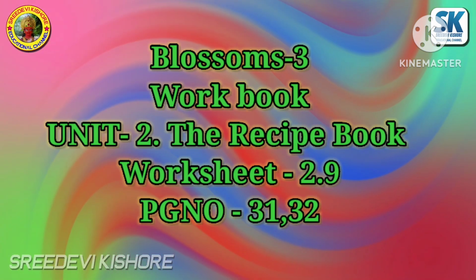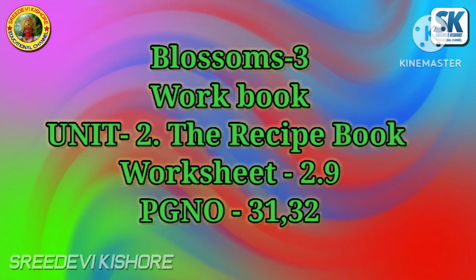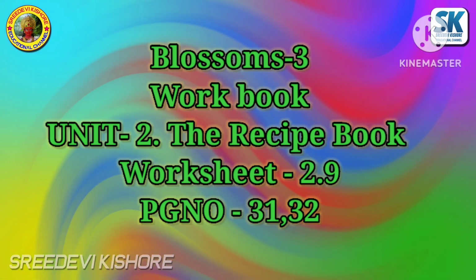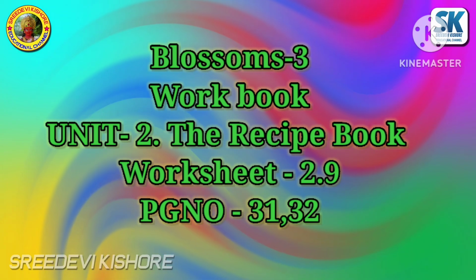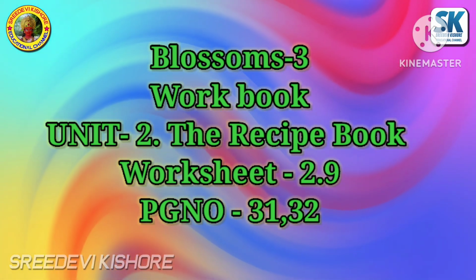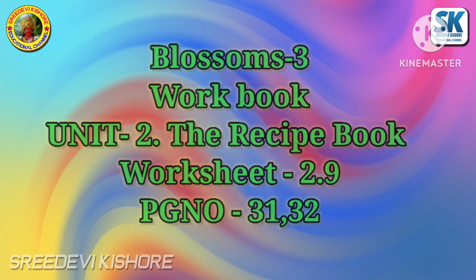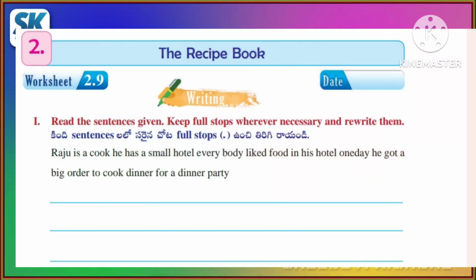Blossoms 3 Workbook, Unit 2, The Recipe Book, Worksheet 2.9, page number 31-32. Read the sentences given, keep full stops wherever necessary and rewrite them.